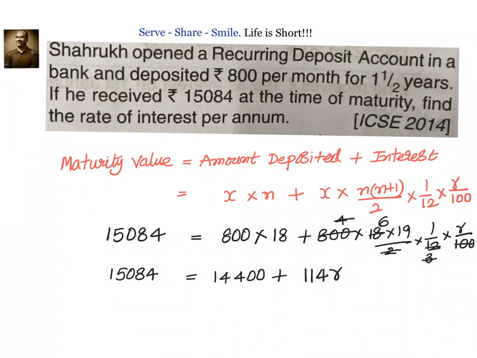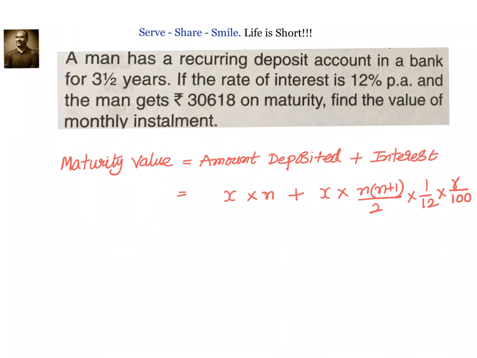Let us simplify that. We will have 15,084 minus 14,400 is 684. 684 equal to 114 R, which tells that R equals 6%. So the rate of interest is 6%. Look at the next problem.